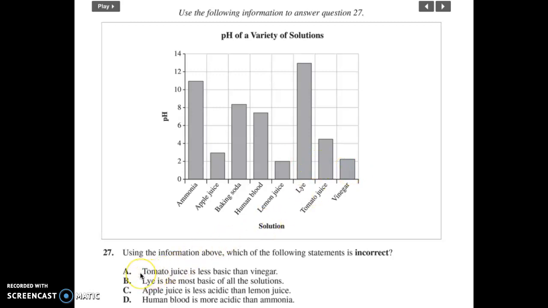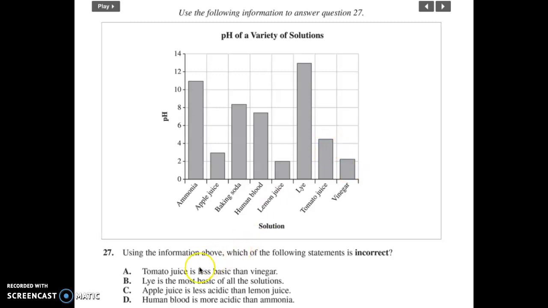So really what you want to do with this question is figure out which one is false. So 3 of them should be true and 1 of them should be false. So let's take a look. Tomato juice is less basic than vinegar. It doesn't matter how far it is on the right and left here. It matters how high it is here. So tomato juice is less basic, more acidic than vinegar. No, it's more.